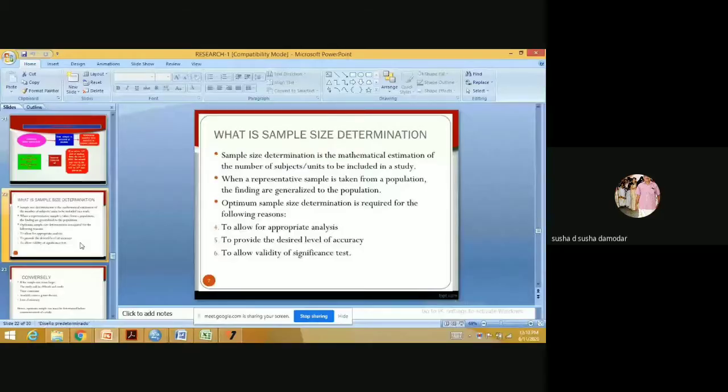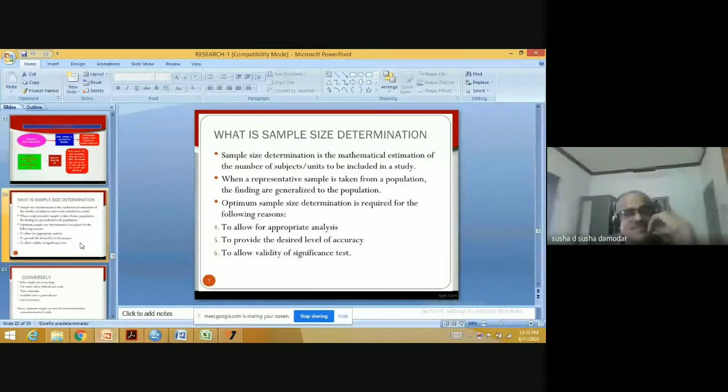analyze it, and this conclusion based on the sample study will be used for generalizing the characteristics of the population, the unknown value of the population. This is what we will do in a sample study. Which means when a representative sample is taken from the population, the findings are generalized to the population. The sample findings are generalized to the population.